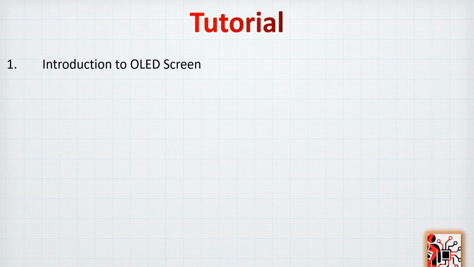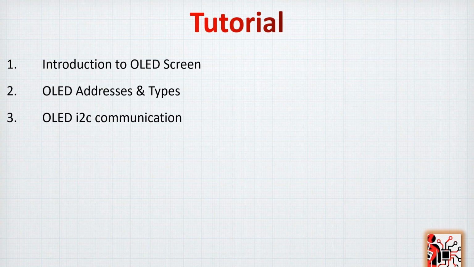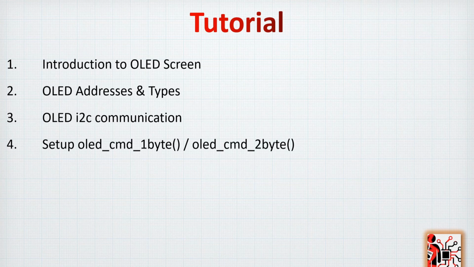Okay, so within this tutorial, first of all, we are going to introduce the OLED screen and get an idea about its features. Then we are going to understand the address and the type for this OLED screen. After that, we are going to take a look at the I2C communication. Then we are going to start making the code.